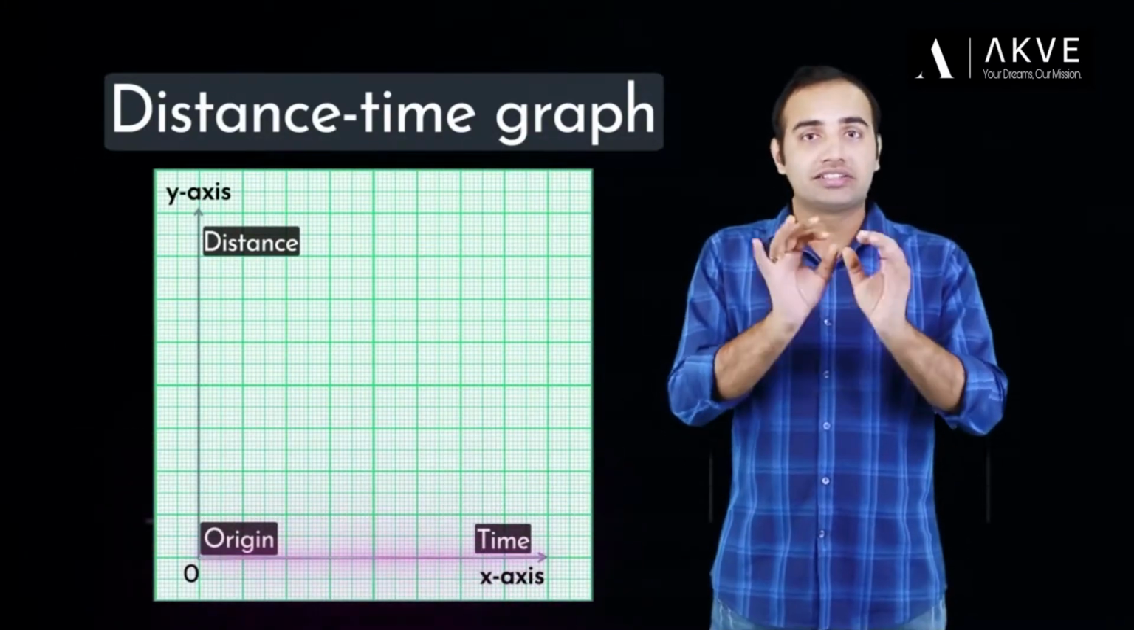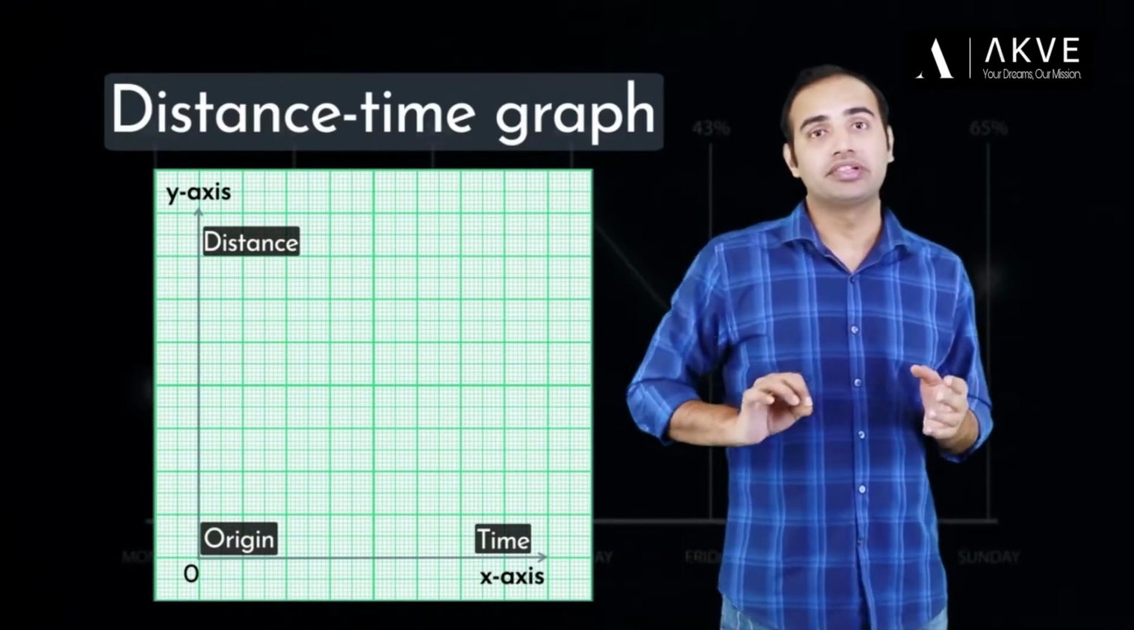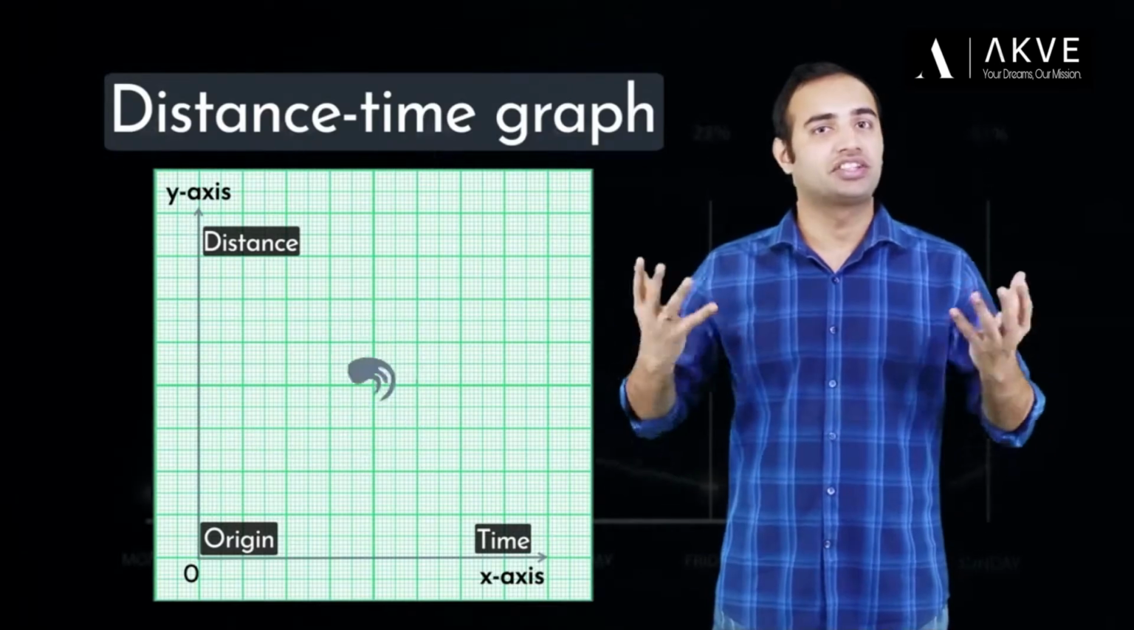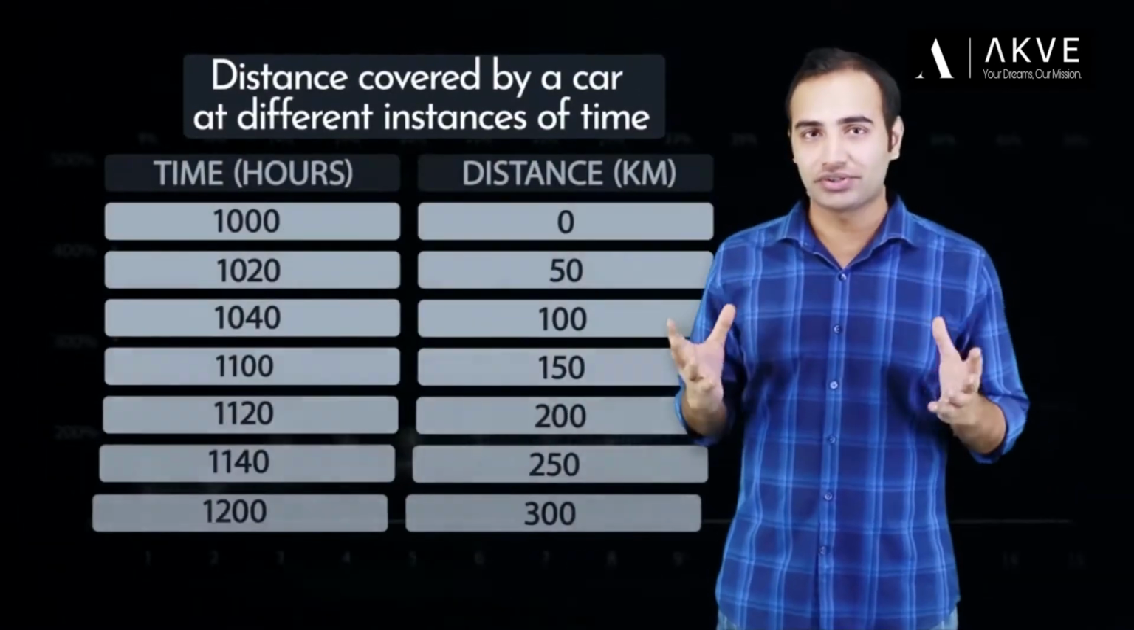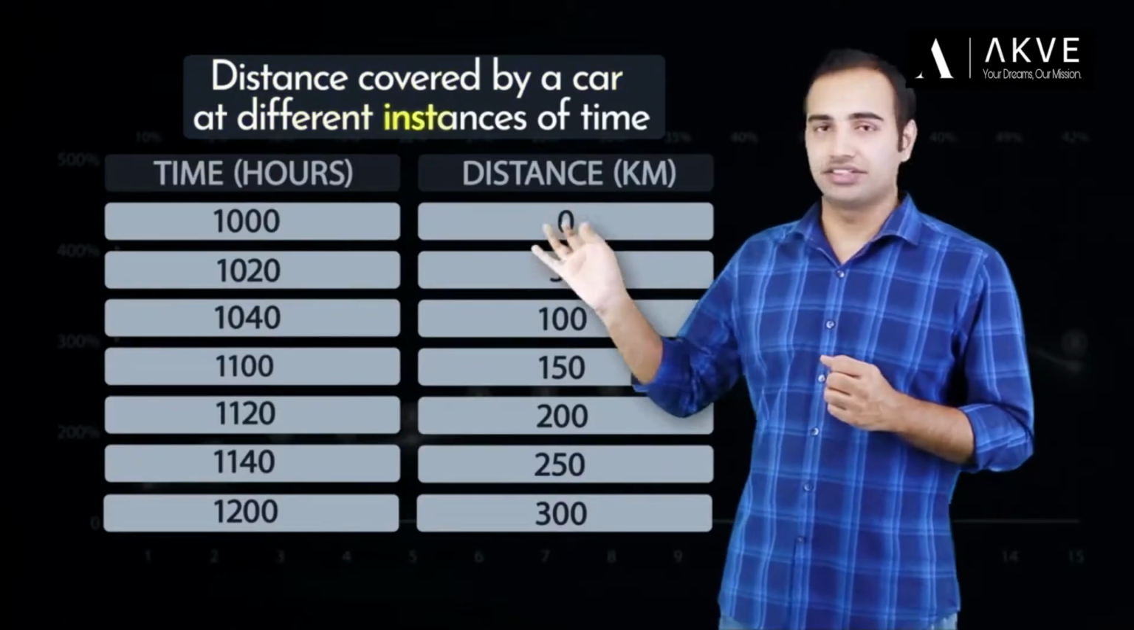Now, let's plot a simple distance-time graph by taking an example and understand what set of information we can obtain from one such graph. So guys, as you can see, we have a table over here that shows the distance covered by the car at different instances of time.